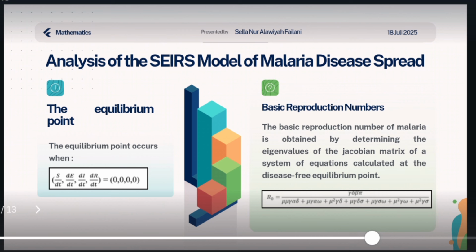Secondly, we will analyze the basic reproduction number. The basic reproduction number of malaria is obtained by determining the eigenvalues of the Jacobian matrix of a system of equations calculated at the disease-free equilibrium point. This is the formula for R0.